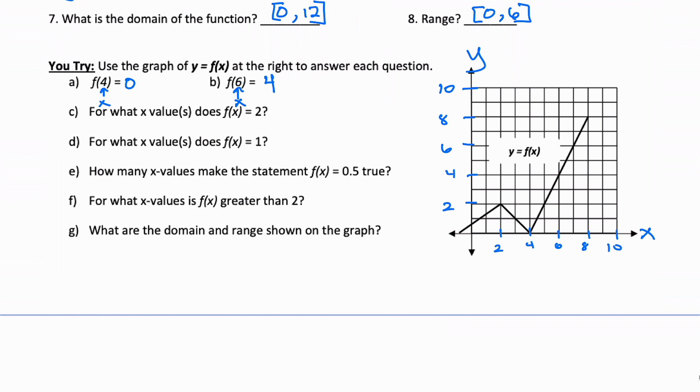This time they say, for what x values does f of x equal 2? Notice that there is no value for x. They gave you an f of x instead. Remember that an f of x is just a y. So they're telling you what happens when y is equal to 2. Here's your y's, and I want my y to equal 2. That's here. When does y equal 2? Well, that actually happens twice. It happens here at 2, and it happens here at 5. So you get two answers here. You're going to say when x is 2 or 5. Both of those work.